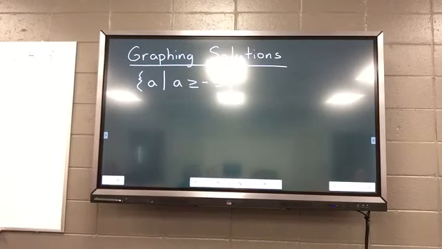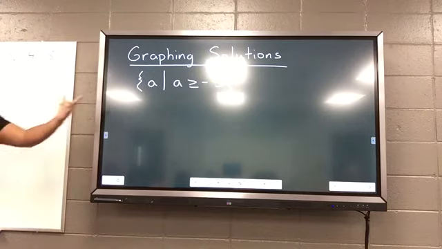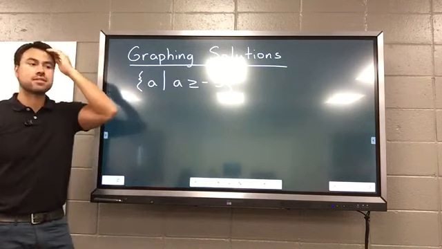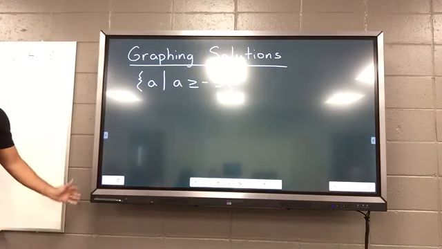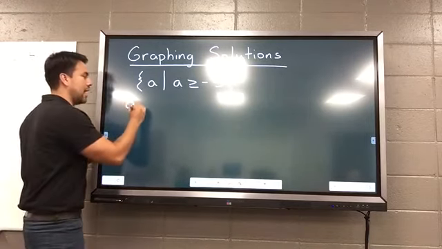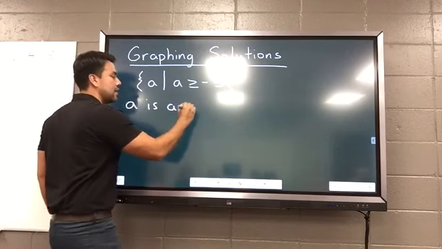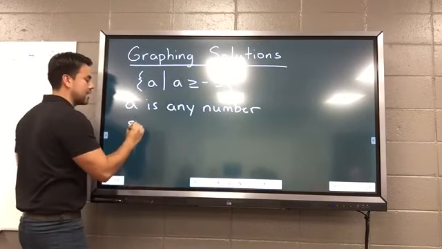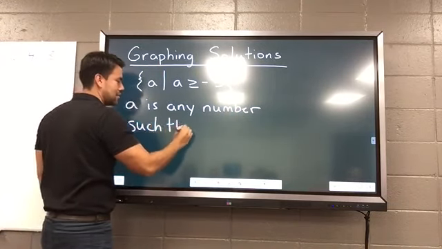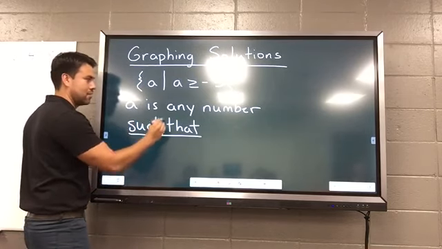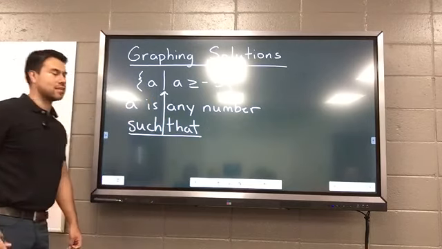Graphing solutions. So this is review, but this notation right up here is maybe a little different than what we've seen in the past. Write it down, I'll interpret it for you, and then we'll graph it together. Okay, this is how I would read it. A is any number such that. I'm going to underline "such that," and then I'm pointing to that little symbol.